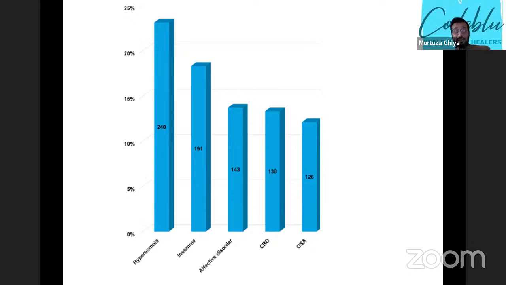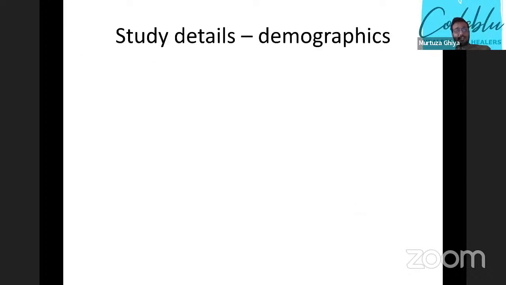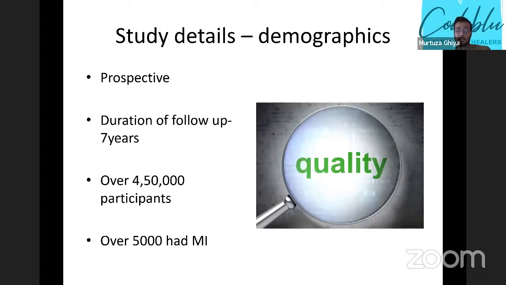Moving on to something more intense. So what does this lead to? This is a study by the American College of Cardiology. This study is talking about what sleep duration does to your risk for myocardial infarction. Please hold your breath because this is going to be very interesting, a little scary, but nonetheless interesting. The study is a prospective study done over a duration of 7 years, involving more than 450,000 participants, and almost 5,000 of them over the period ended up with MI. We believe that looking at these numbers, looking at the journal, this is a good quality study. So we're going to do this in a bit more detail now.